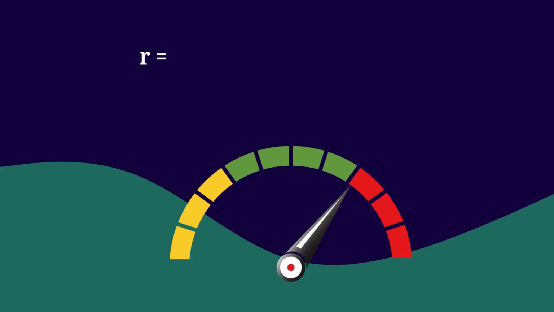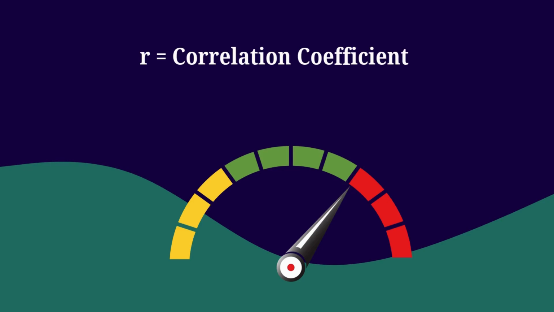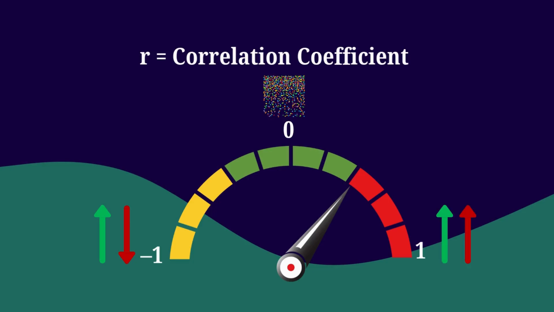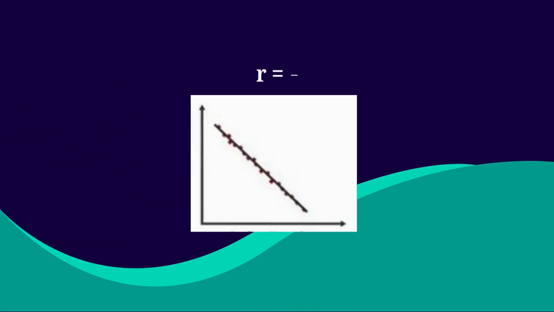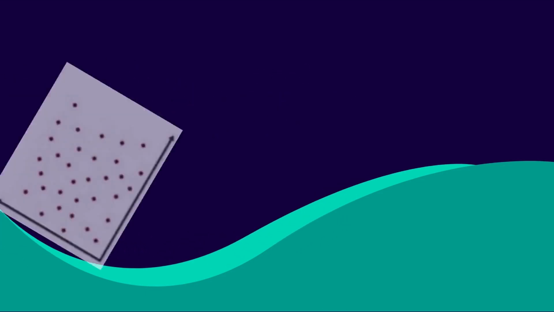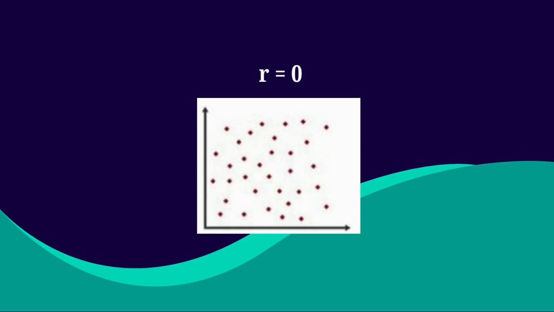Now that we have seen the types of correlation, let's focus on the number that quantifies it: the correlation coefficient R. R ranges from -1 to +1. When R equals plus 1, it is perfect positive correlation. As one variable increases, the other increases in perfect sync. When R equals minus 1, it is perfect negative correlation. As one variable goes up, the other goes down in exact proportion. When R equals 0, it means no linear correlation. The variables move independently. The closer R is to plus 1 or minus 1, the stronger the relationship, and the closer it is to 0, the weaker the relationship.